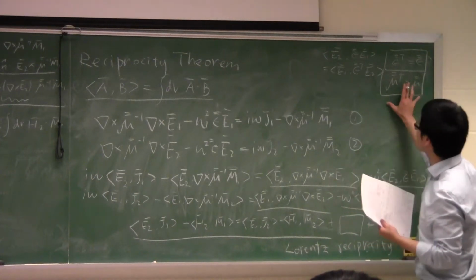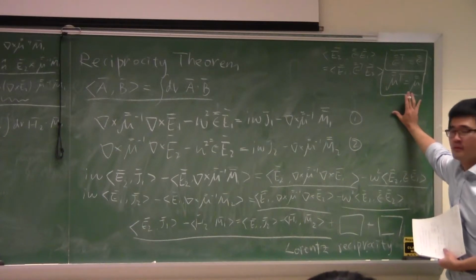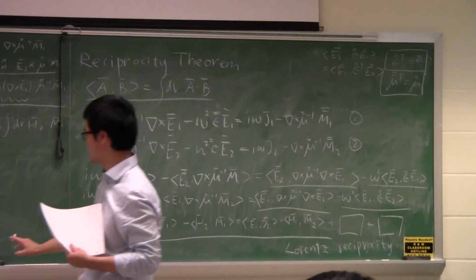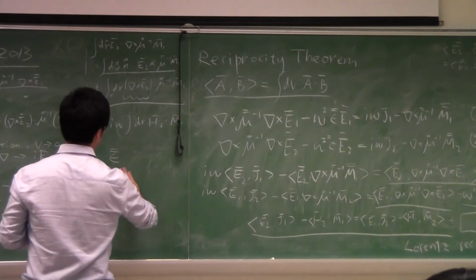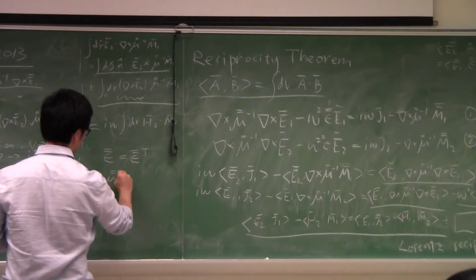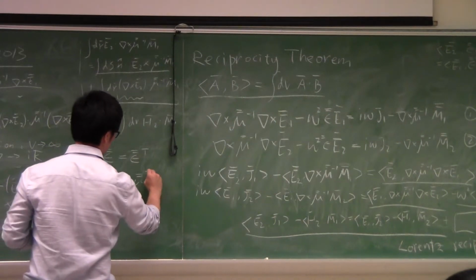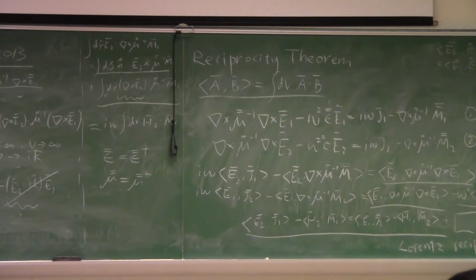So let's look at these two conditions. These are the conditions for the medium to be reciprocal. If you remember from last class, what's the condition for epsilon and mu so that the medium is lossless? Hermitian, right? So this is a condition for a lossless medium. So the question is, can a lossy medium be reciprocal?